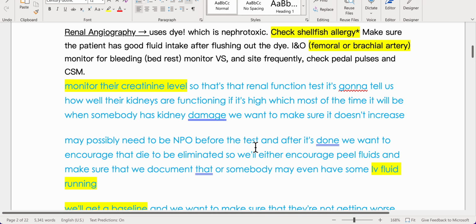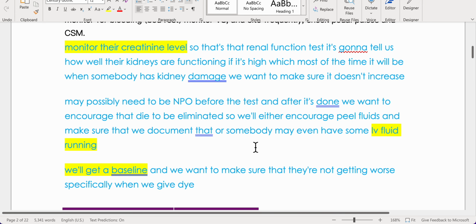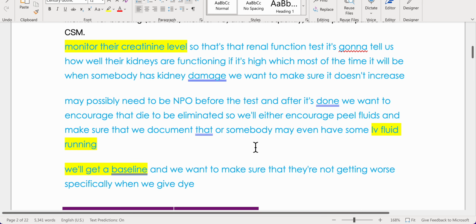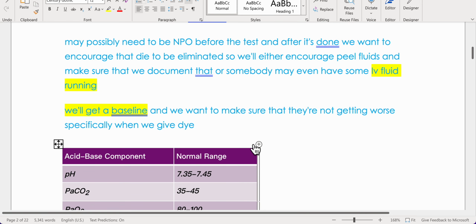If it's high, which most of the time it will be when somebody has kidney damage, we want to make sure it doesn't increase. They may possibly need to be NPO before the test, and after it's done we want to encourage that dye to be eliminated. So we'll either encourage PO fluids and make sure that we document that, or somebody may even have some IV fluid running. We'll get a baseline, and we want to make sure that they're not getting worse, specifically when we give dye.